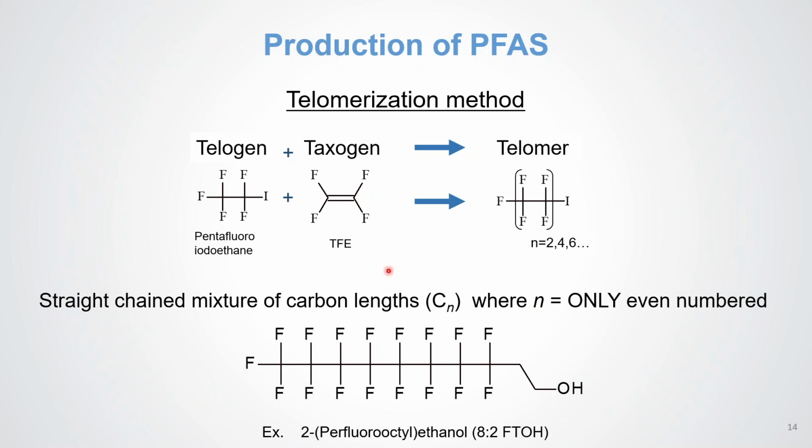And then you continue to add this taxogen on, and you can grow that telomer out to different chain lengths. Generally, these will result in straight chain mixtures of carbon lengths, where N is generally only an even number. So it is one of the ways that we can do some forensics or detective work as far as figuring out what particular process, and therefore a little bit about where a potential application may come from, is basically looking at the distribution of the carbon chain lengths as well. And here's an example of one of those, A2F2H, one of the telomere alcohols.